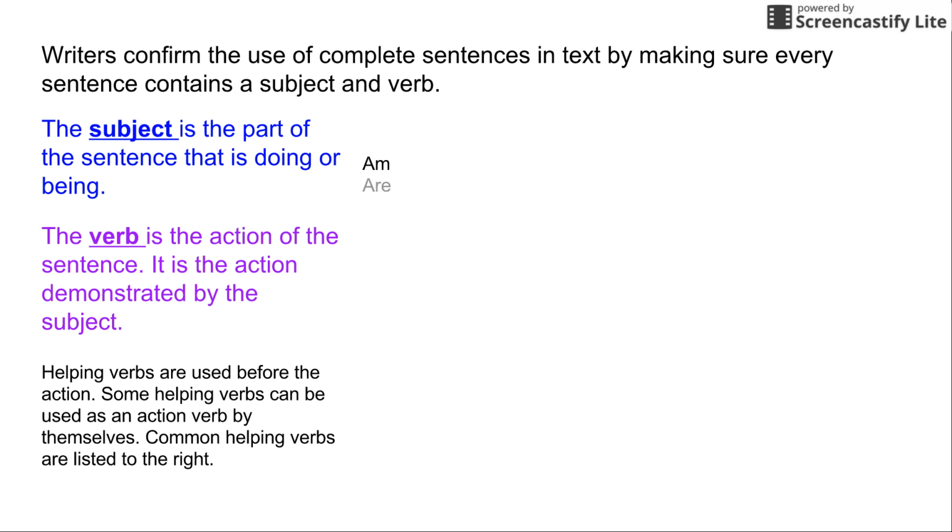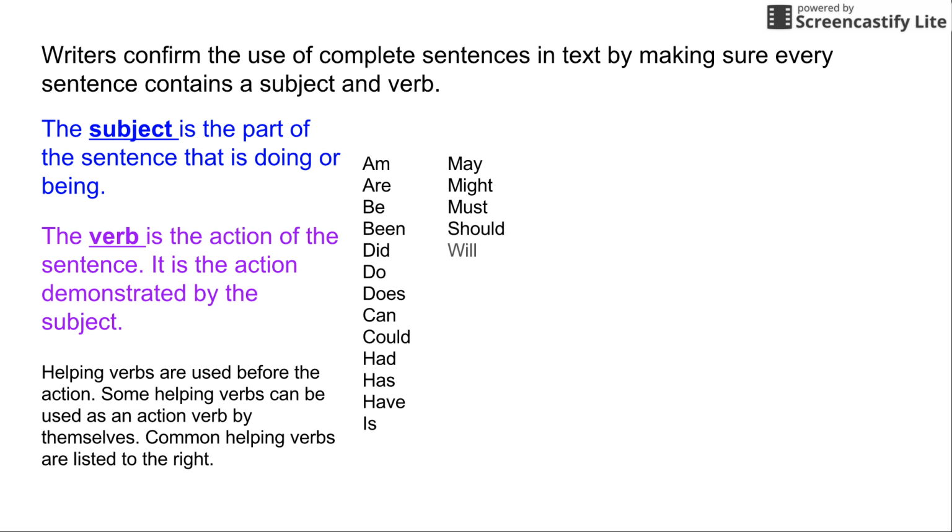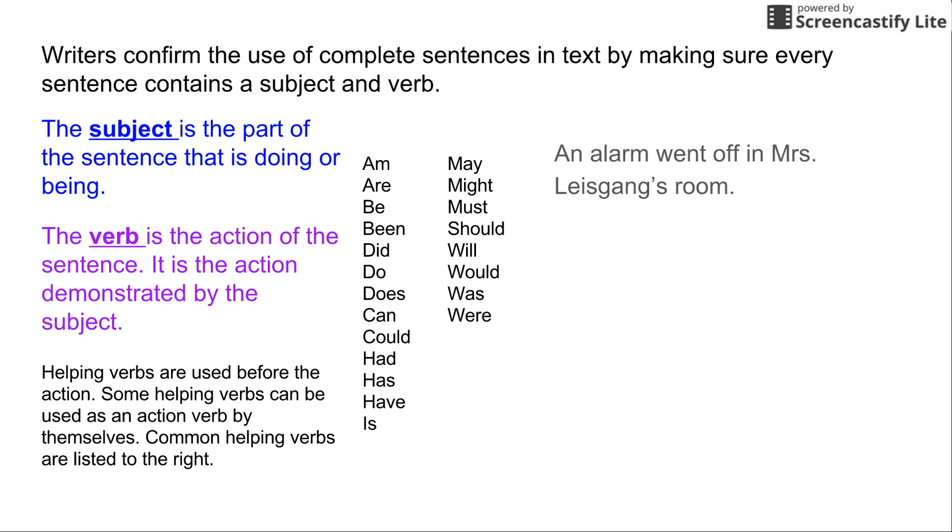Am, are, be, been, did, do, does, can, could, had, has, have, is, may, might, must, should, will, would, was, were. And so, 7th grade, that's just a list of the common helping verbs.